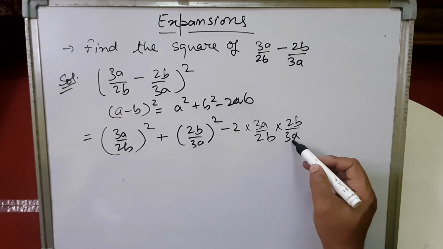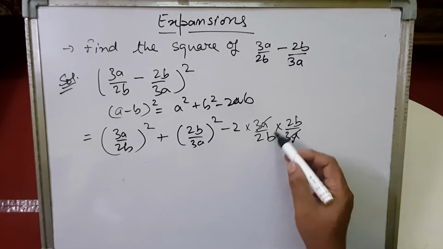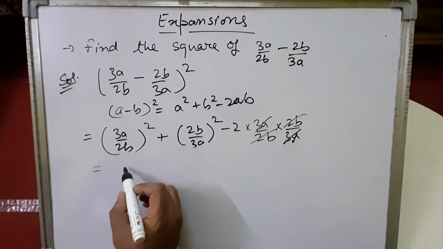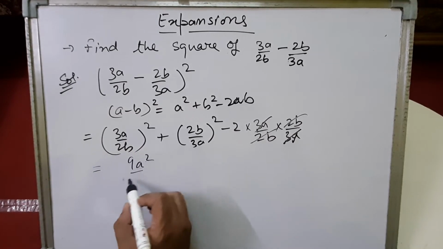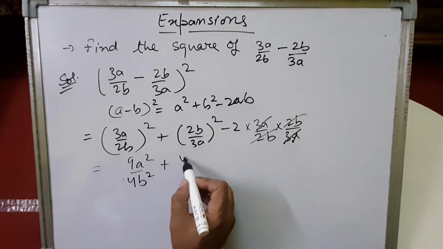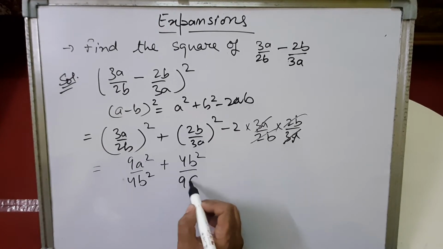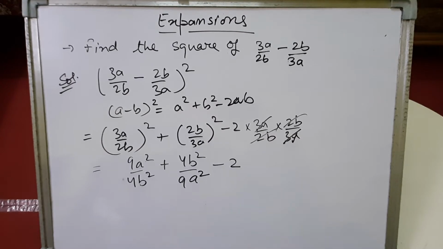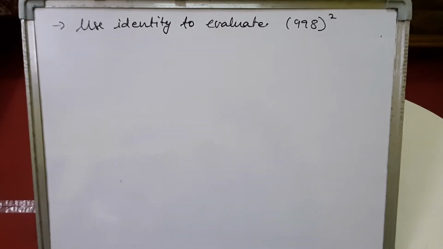So we can see that this 3a and this 3a will get cancelled. This 2b and 2b will get cancelled. So when we do the square of 3a/2b, we'll get 9a²/4b² plus 4b²/9a². Alright children, minus 2. So this is the value of (3a/2b - 2b/3a) whole square. Alright, note down please.